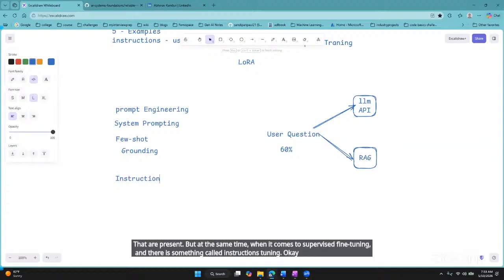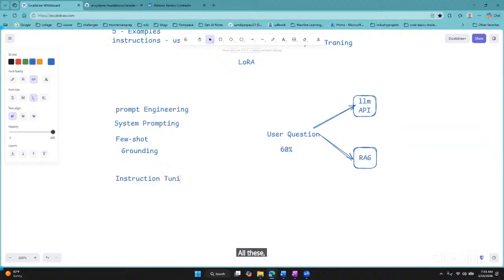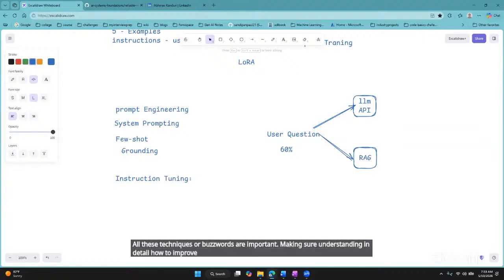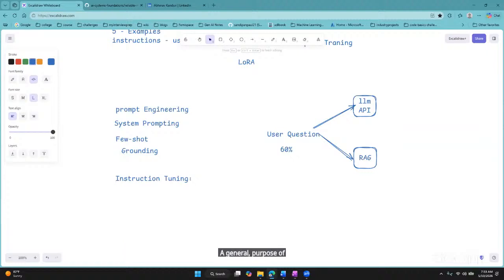All these techniques or buzzwords are important. Make sure you understand in detail how to improve a prompt so that you achieve a good response from the LLM. So instruction tuning is nothing but a general purpose of assistance where you provide some task categories.